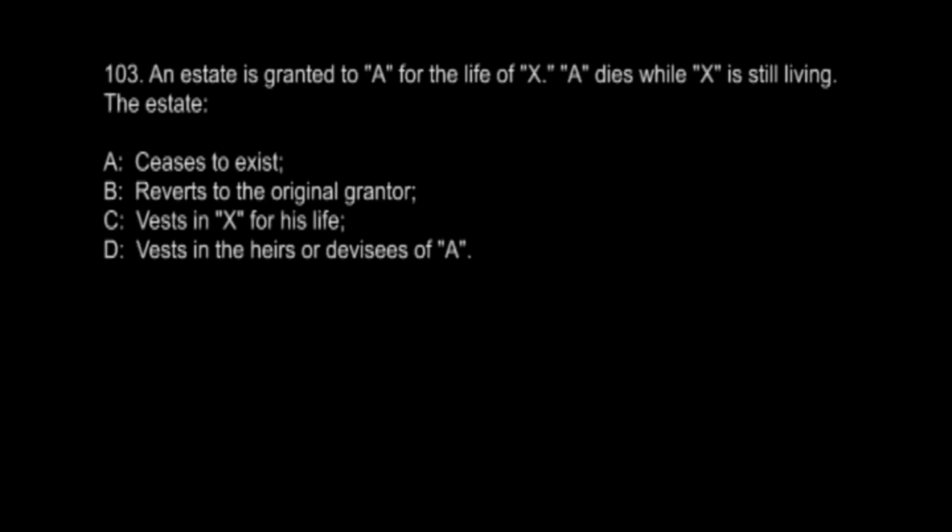103. An estate is granted to A for the life of X. A dies while X is still living. The estate: A, ceases to exist; B, reverts to the original grantor; C, vests in X for his life; D, vests in the heirs or devisees of A.